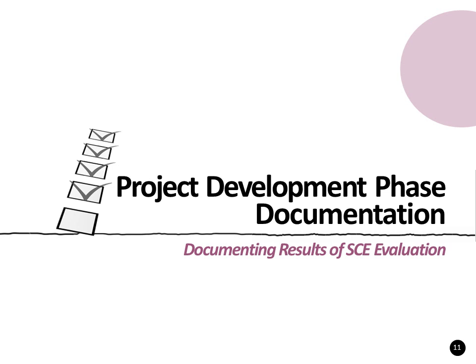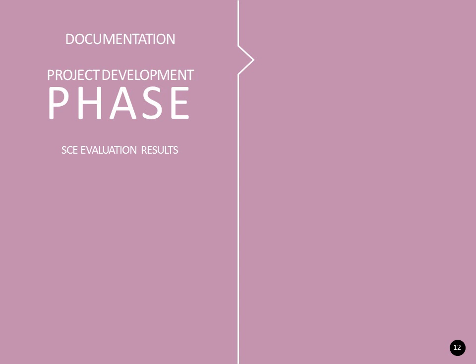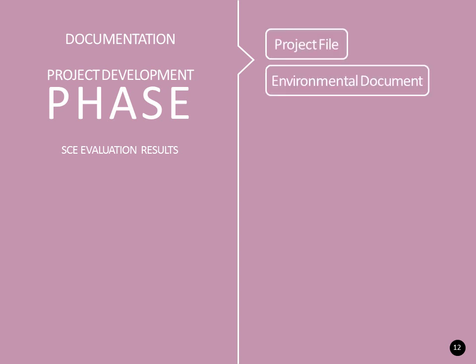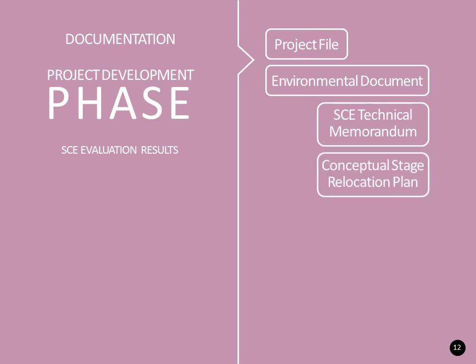Now let's look at project development phase documentation in more detail. In this part, we will focus on documenting the results of SCE evaluation in the project development phase. SCE evaluation findings, recommendations, and supporting information are used to update the project file and prepare appropriate sections of the environmental document. The environmental document may include a separate SCE technical memorandum when circumstances warrant, and certain information from the project conceptual stage relocation plan if relocations are involved.